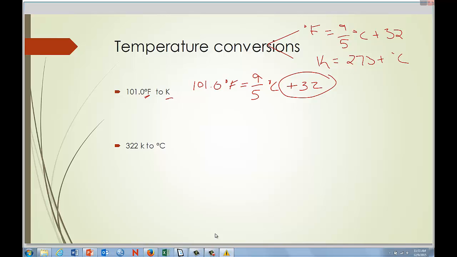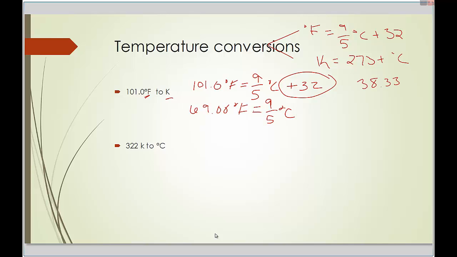That's going to come out to be 69.00 degrees Fahrenheit is equal to 9/5 degrees Celsius. So it's going to be 69 times 5 divided by 9. That gives us 38.33 degrees Celsius. Now we're going to take this number and put it into the Kelvin equation. So Kelvin is equal to 273 plus 38.33. That comes out to be 311 kelvins.